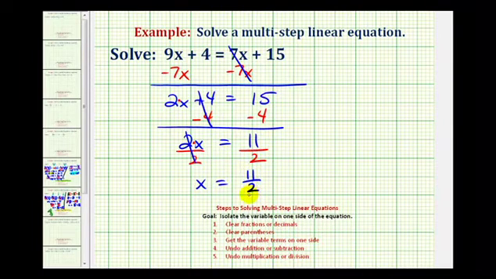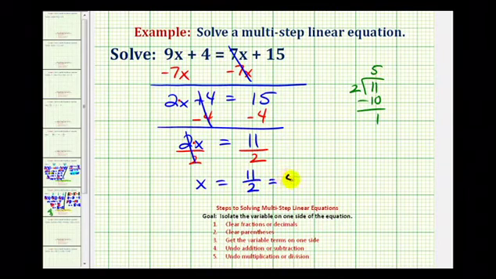But if we need to express this as a mixed number, we would have to divide 11 by 2. Let's go ahead and do that. 11 divided by 2, there's 5 2's in 11. 5 times 2 is 10, the remainder of 1, which means 11 halves is equivalent to 5. Then the fraction part is the remainder over the divisor, so we have 5 and 1/2.